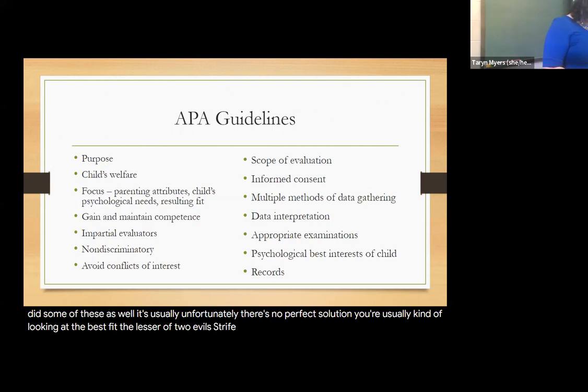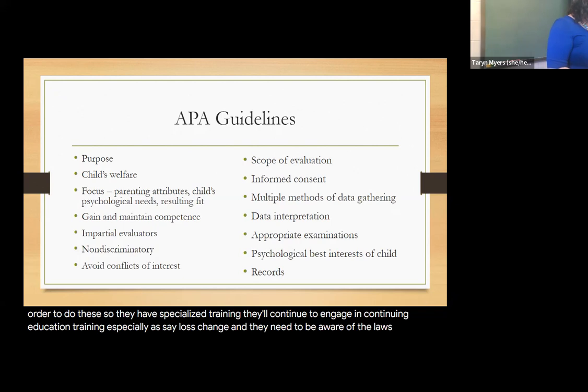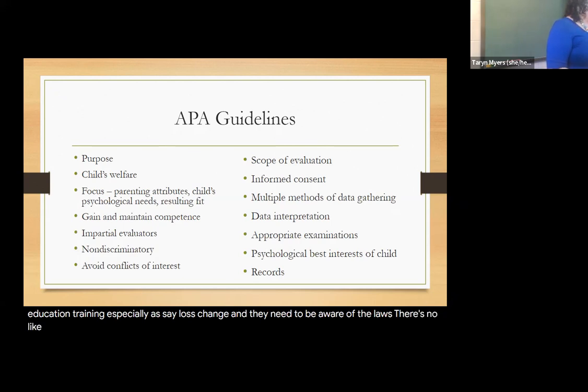Psychologists strive to gain and maintain specialized competence in order to do these. So they have specialized training. They'll continue to engage in continuing education training, especially as, say, laws change and they need to be aware of the laws. However, there's no, like, this is what you have to do to be competent. It's sort of the psychologist decides for themselves who or what is competent, essentially.